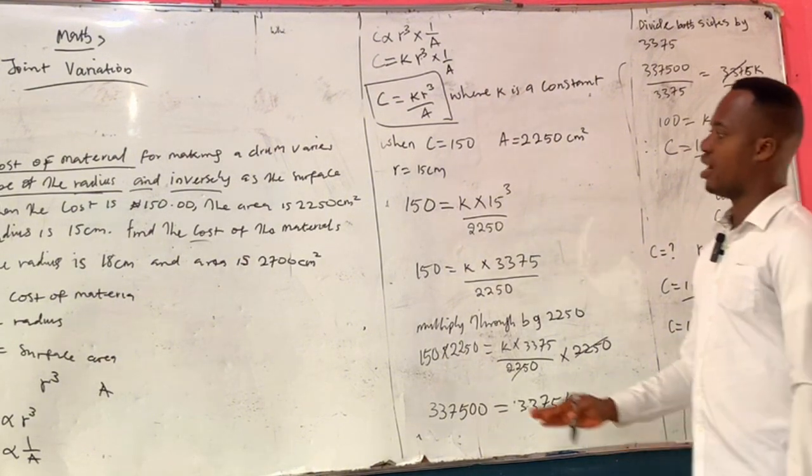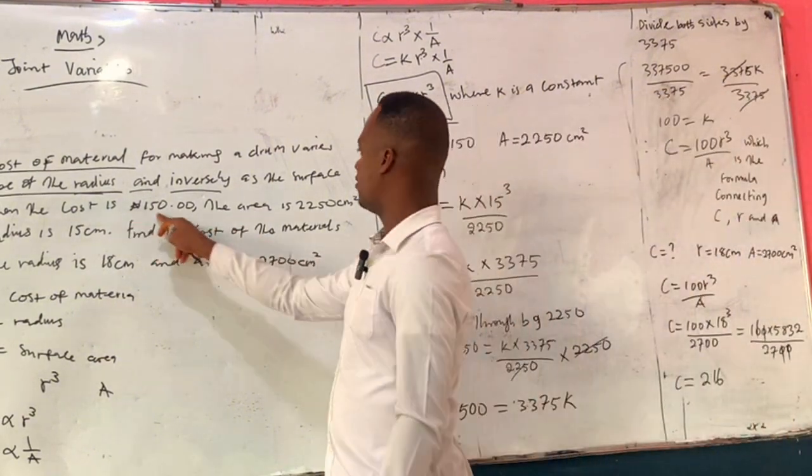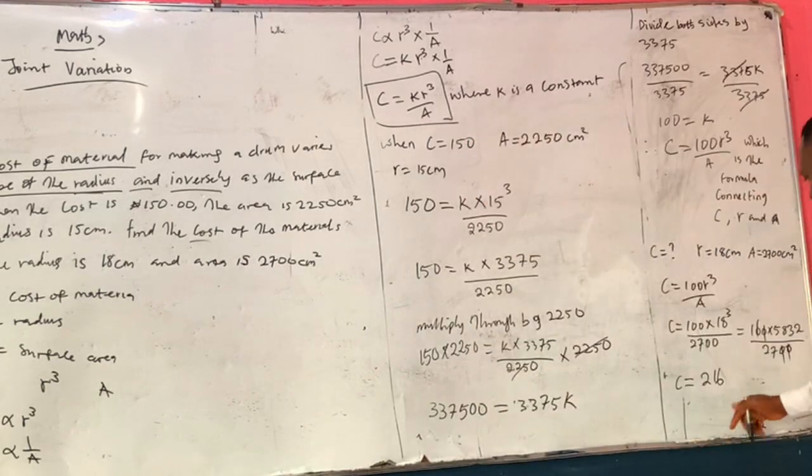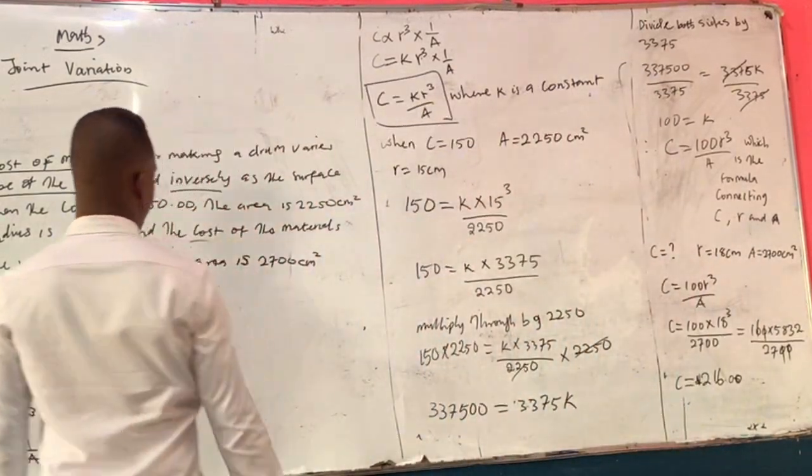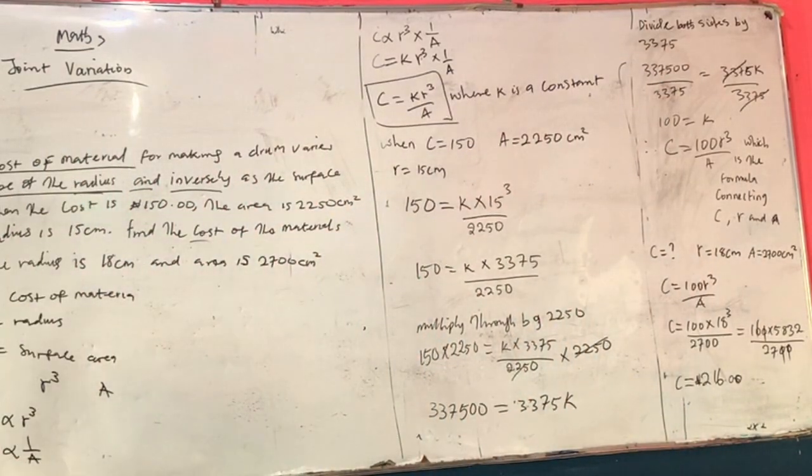Now we can write it back in this format. So this is naira and 00 kobo. So we have 216 naira 0 kobo as the cost when the radius is 18 cm and area is 2700 cm squared.